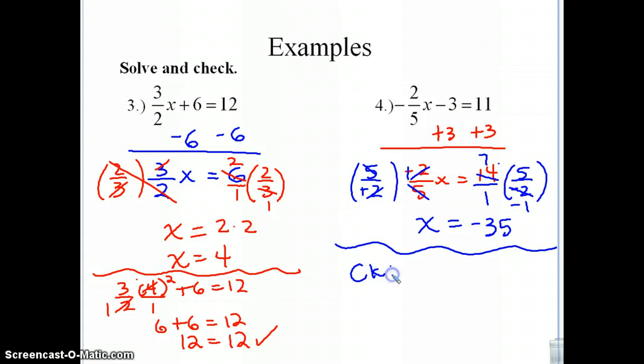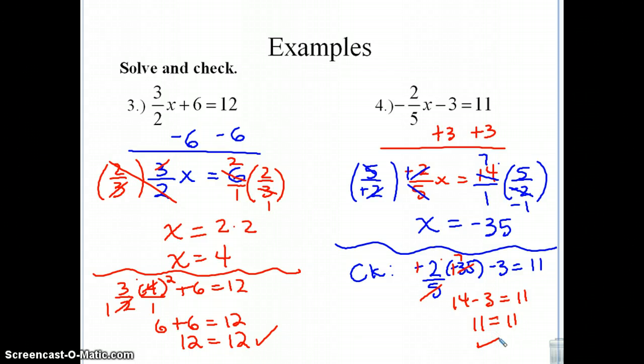If I check this, I have negative 2/5 times negative 35 minus 3 equals 11. 2 negatives multiplied together gives me a positive, so I change my sign. I cancel the 5 and the 35, so I'm left with 7. 2 times 7 is 14 minus 3 equals 11. 11 equals 11.